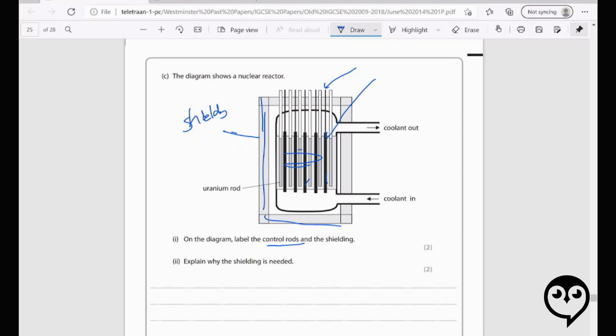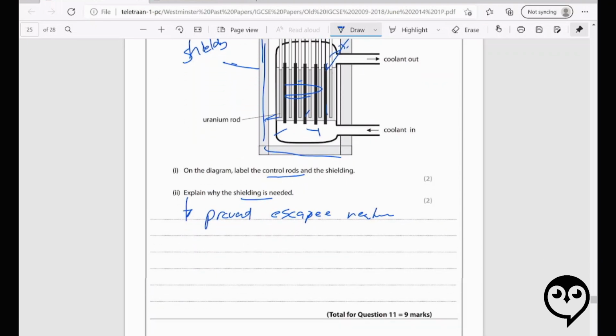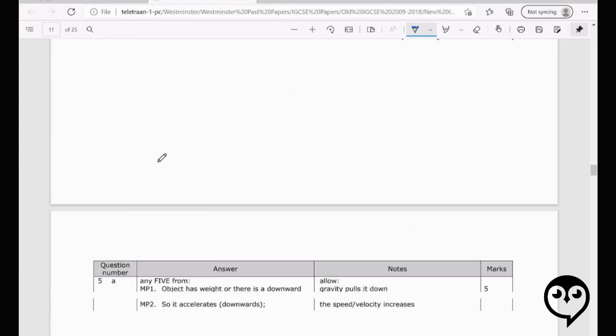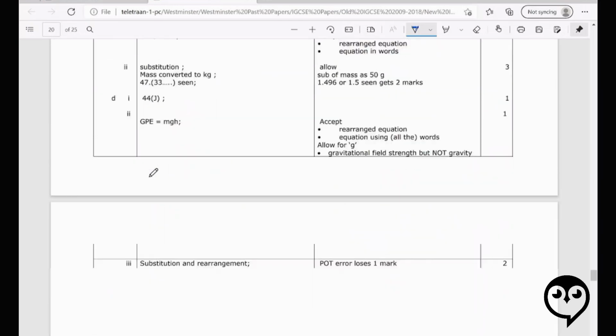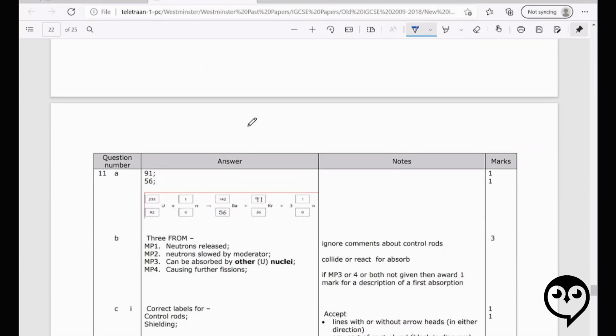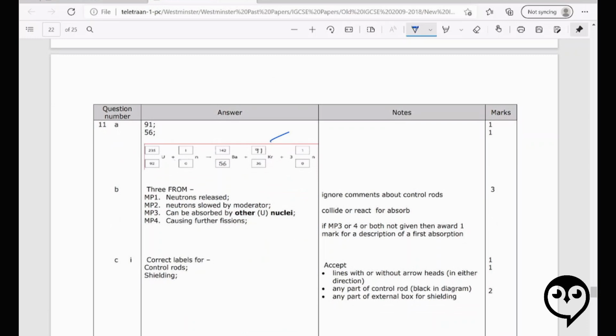Okay. Explain why the shielding is needed. We can just say something along the lines of to prevent escaped neutrons from causing damage, to contain this radiation. Okay, let's have a look. Okay, we were correct about 91 and 56. That's good.